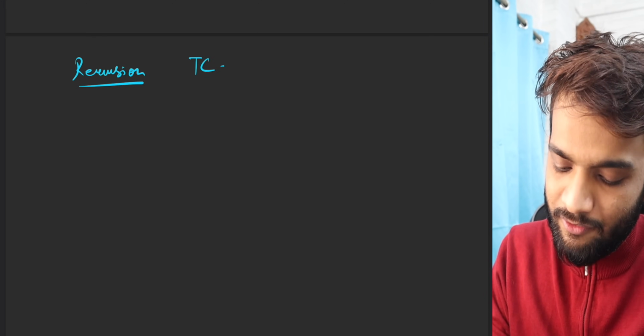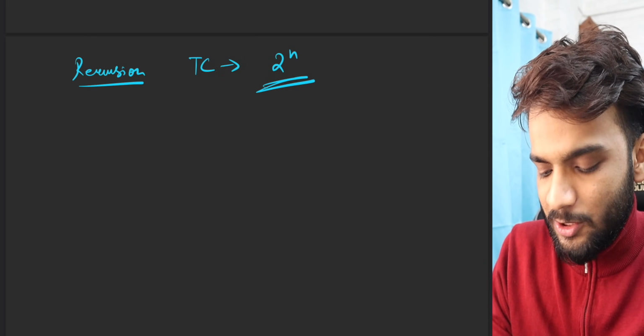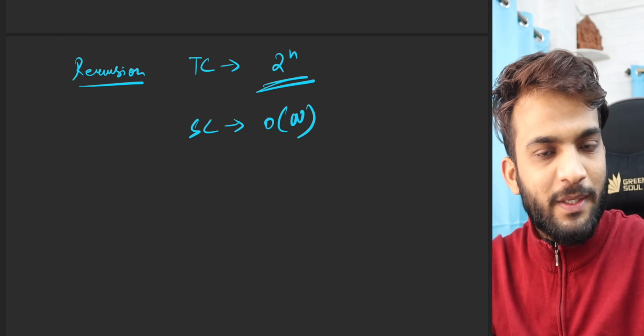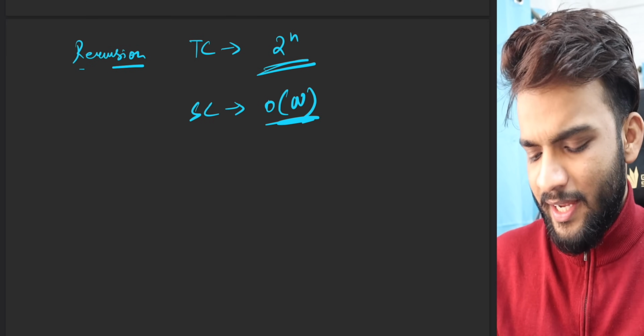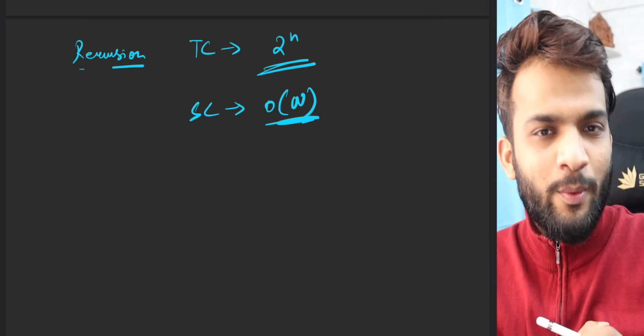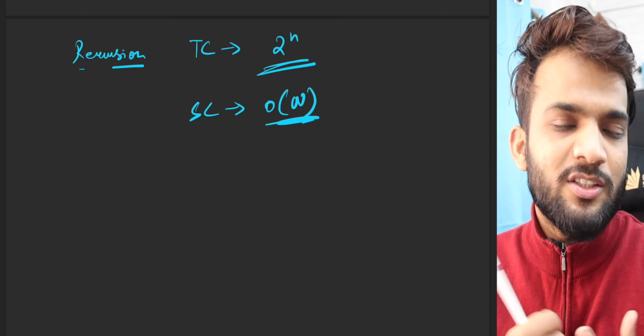So the time complexity will be 2 to the power n. And the space complexity will be big O of n, because there's a lot of recursion stack space that you're using. So we saw that the recursion time complexity is 2 to the power n and the space required is big O of n. We definitely need to optimize this, and it's very simple memoization.